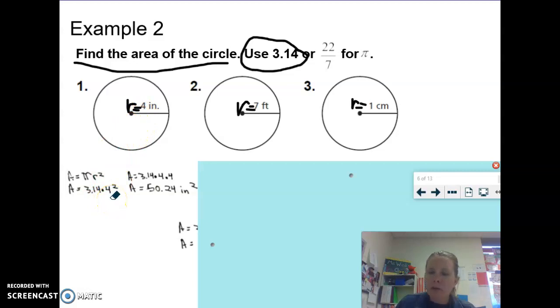So one other way you could do this, instead of taking 4 squared right away and realizing it's 16, you could rewrite it out and realize, okay, if I'm going to plug this in a calculator, I had to have 3.14 times 4 times 4. And that's another way you can get your answer because it will be the same thing. So in this case, your area is going to equal 50.24 inches squared. Again, you make sure those units are correct.